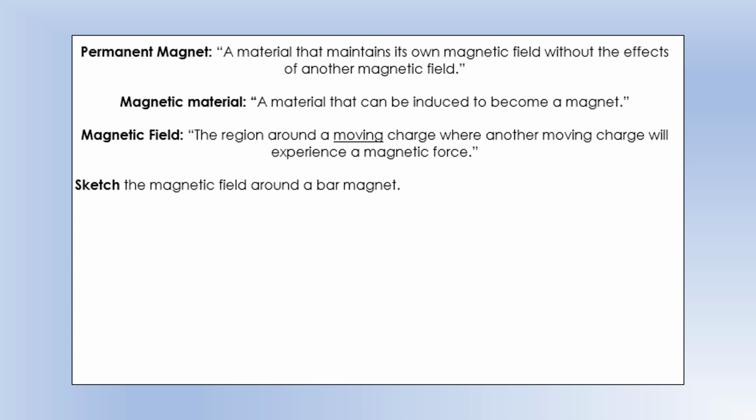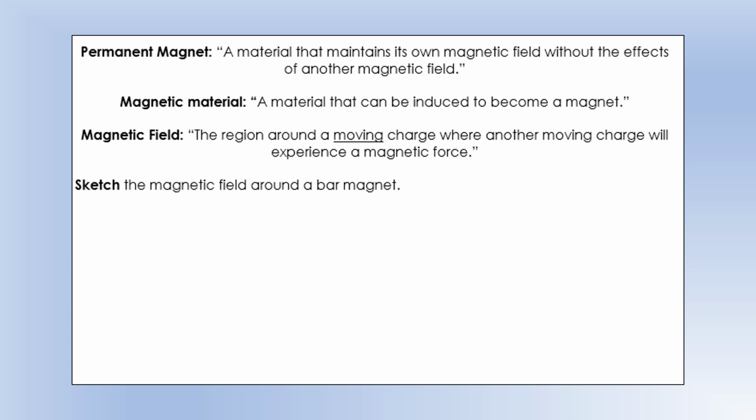A permanent magnet is a material that maintains its own magnetic field even without the influence of an external magnetic field on it. Bar magnets that you typically use would be an example of this. They have their own magnetic field. They don't need something else to make them magnetic.